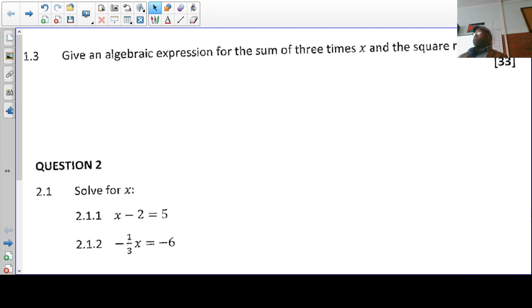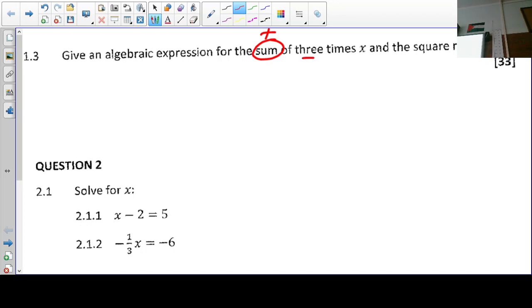Okay, so in question 1.3, we are given an algebraic expression for the sum of 3 times x and the square root of y. People, if it says the sum of, what does that mean? You must plus. 3 times x, what is 3 times x? 3x. Which simplifies into 3x. And the square root of y.